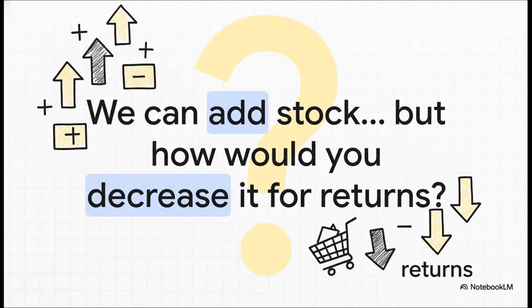All right, so we've totally nailed how to add new stock and update our counts. But here's a little something to think about for next time. How would you tweak this logic to handle things going the other way? Like, what if you had to process customer returns and actually decrease the stock count? Something to chew on.